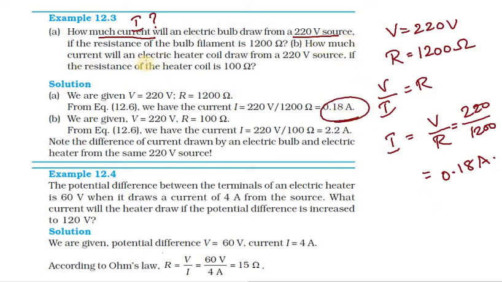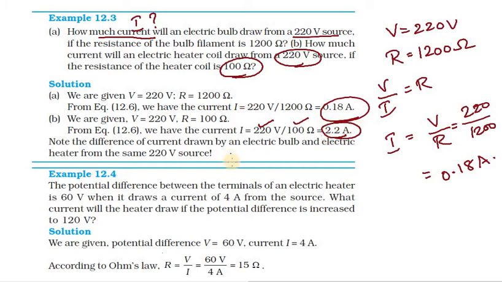How much current will an electric heater coil draw from a 220 volt source if the resistance of the heater coil is 100 ohms? Here also, the question is about current. They have given a 220 volt source, and the resistance of the heater coil is 100 ohms. So the same formula you will apply. I is equal to V by R. V is 220, R is 100, so you get 2.2 amps.